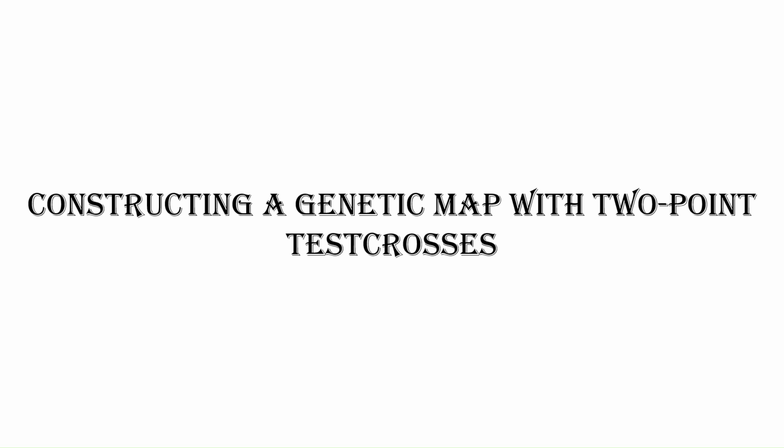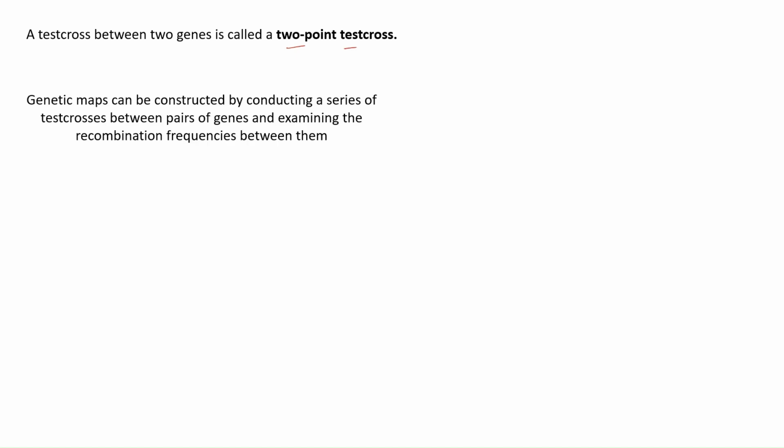Today in this video we are going to study constructing a genetic map with 2-point test crosses. What do we mean by 2-point test cross? It is a test cross between two genes. Genetic maps can be constructed by conducting a series of such test crosses between pairs of genes and examining the recombination frequencies between them.